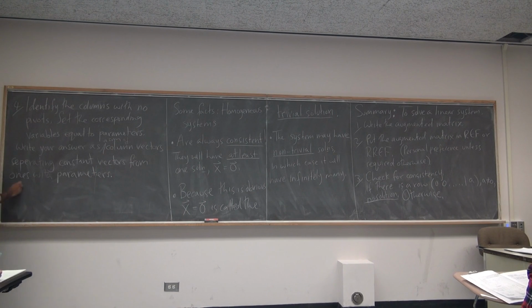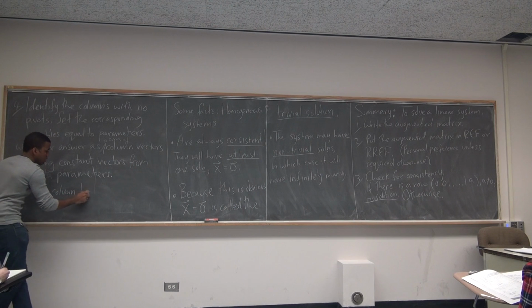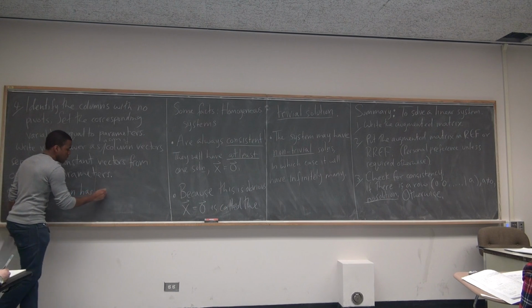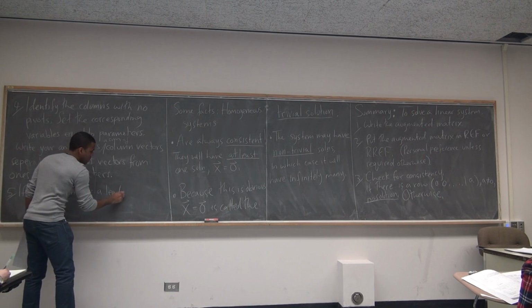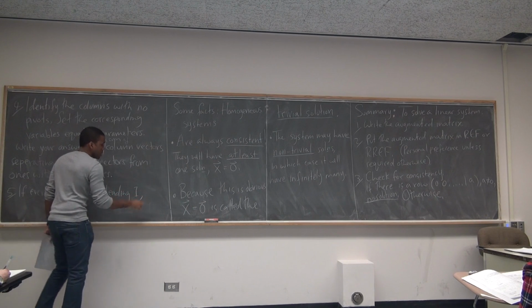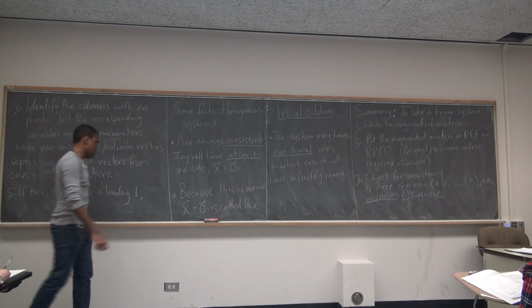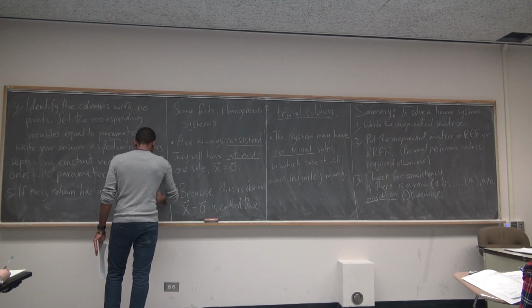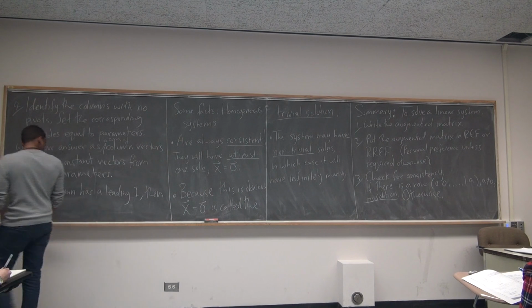Five. If every column has a leading one, then we're back in the simple case that we did last time. Then you can read off your solutions directly.